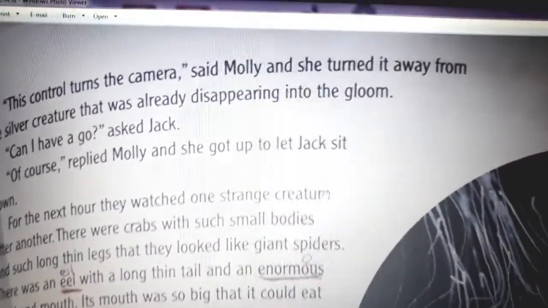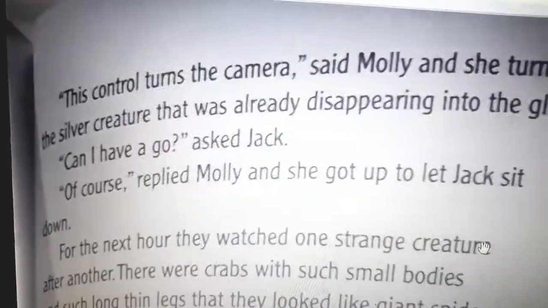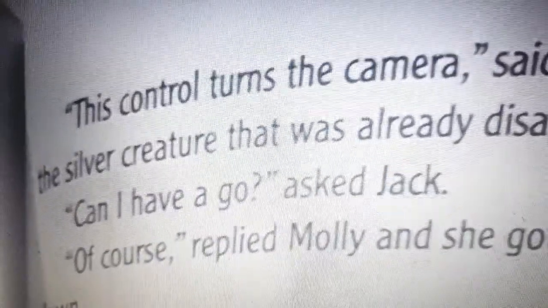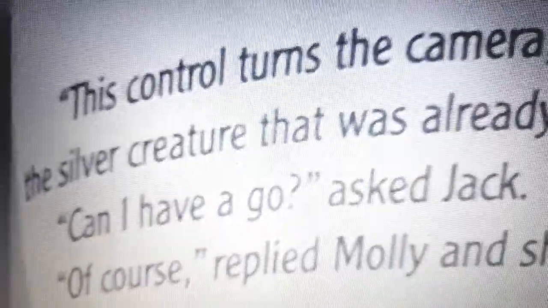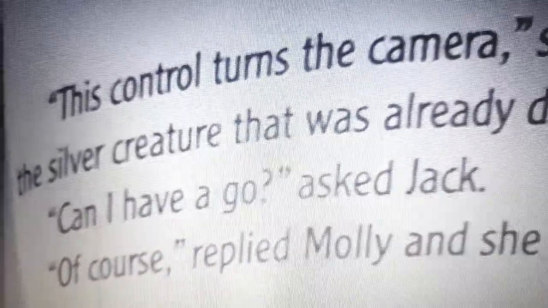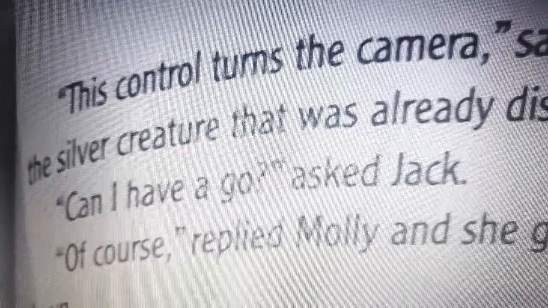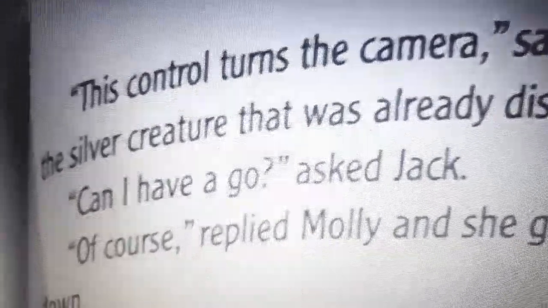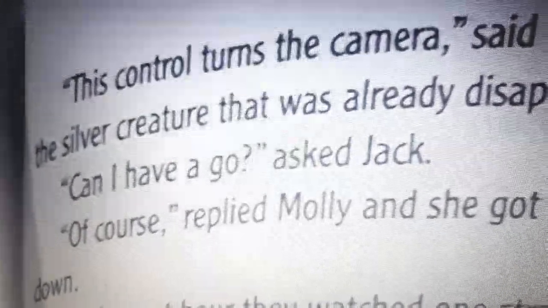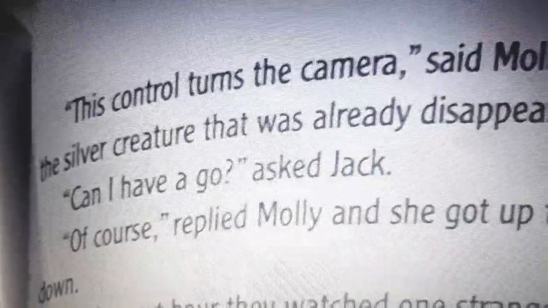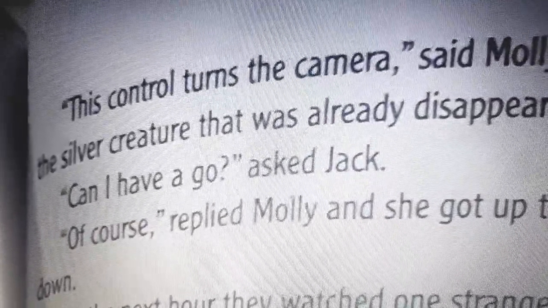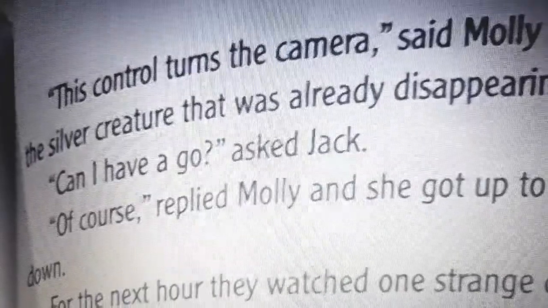Okay, so the control turned the camera. We said controls means tools of control. The control, a control tool. Controls, control tools. This control turns the camera. So if she pressed or moved the control, the camera will be turned. Okay, will be turned.